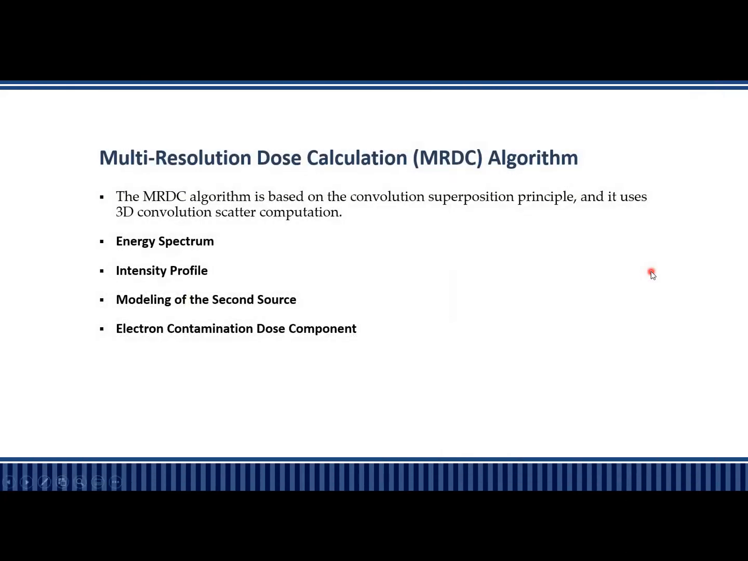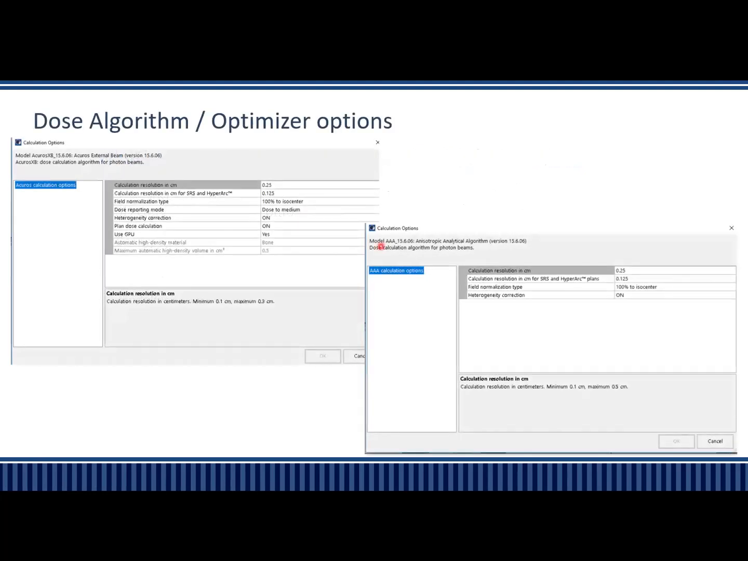VMAT uses a multi-resolution dose calculation algorithm. I'm not going to cover this. I have to learn more about this option. One could explore it in Eclipse. Those algorithm options are important to understand.